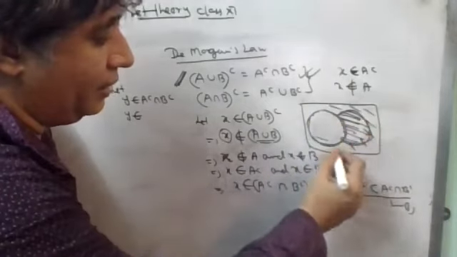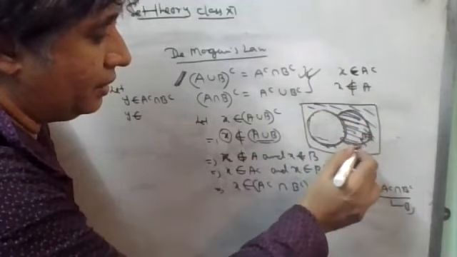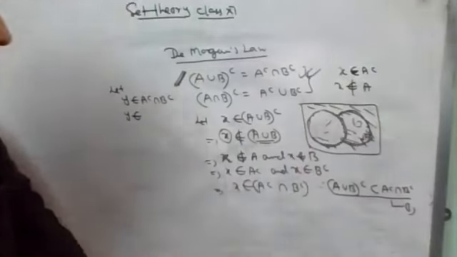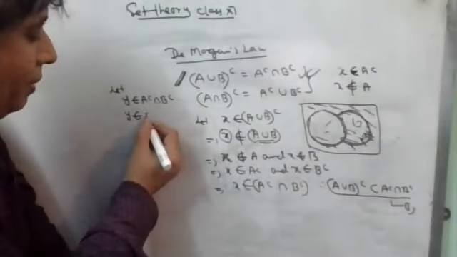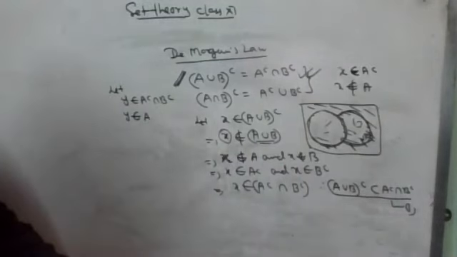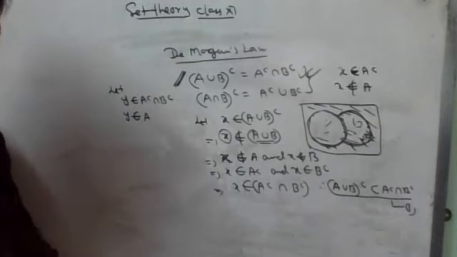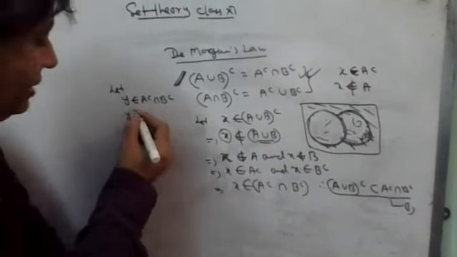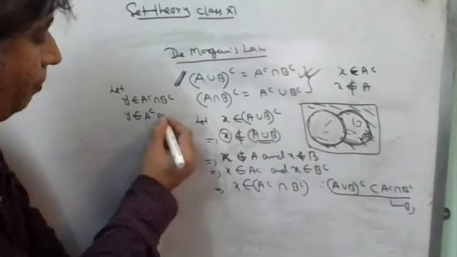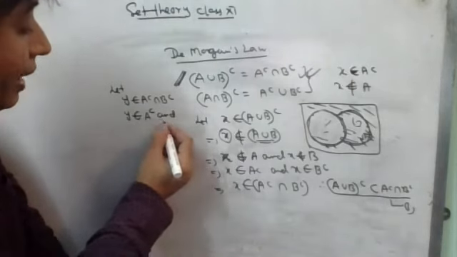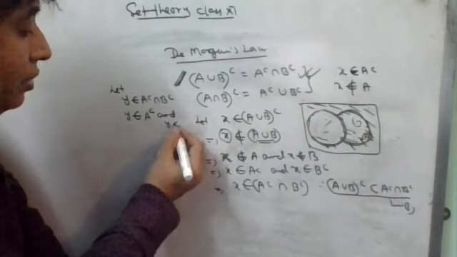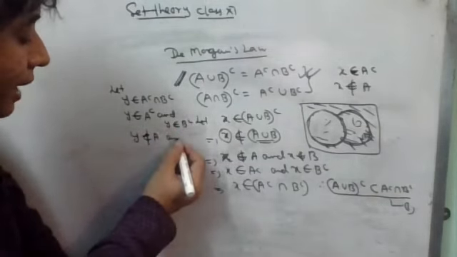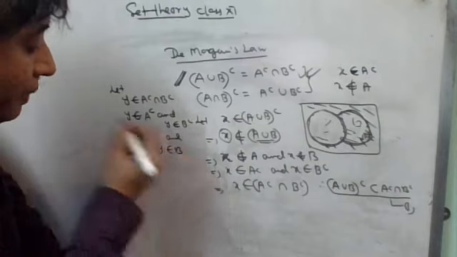So the remaining part is A complement and this part is B. So the remaining part is B complement. So X belongs to A complement and B complement given. So what can I write? The intersection means X belongs to A complement and Y belongs to B complement. That means Y does not belong to A and Y does not belong to B.